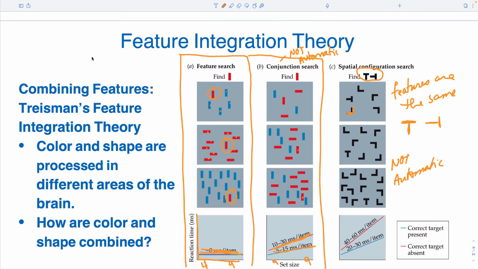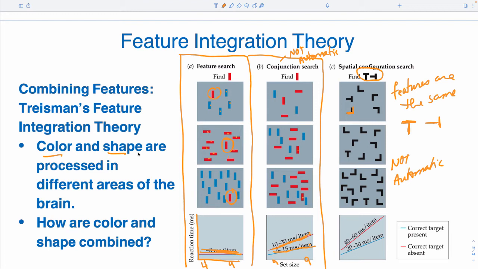So there's this theory called feature integration theory. We have evidence that when a feature is unique, it pops out at us and it gets processed automatically. When it's not unique, we have to spend a little bit of effort and time looking for it. And the idea is that in the brain, different types of features, like color and shape, are processed in different areas of the brain. And so we're having to use multiple areas of the brain to do this.